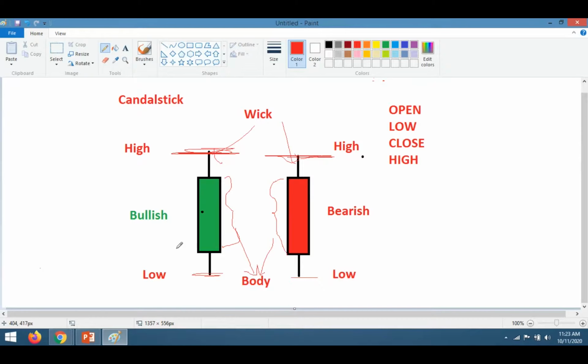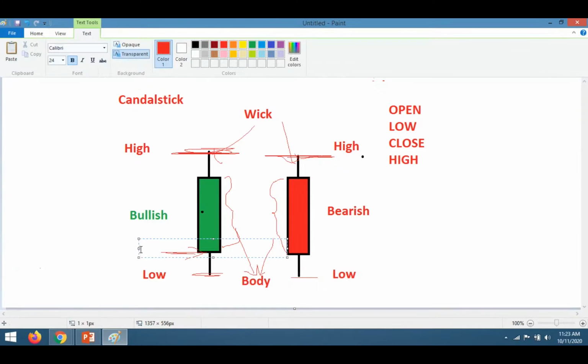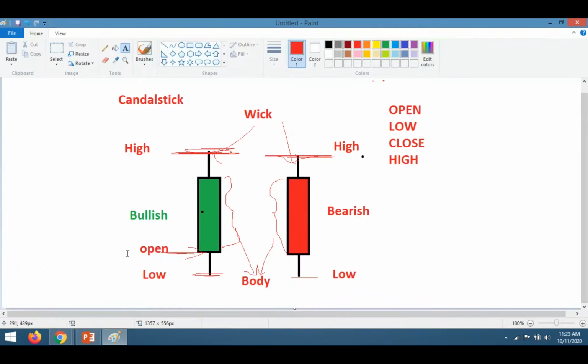So the bullish candle starts from here. The open point is this. Yes, it opens here, and the market is going up. That's why it's open here.